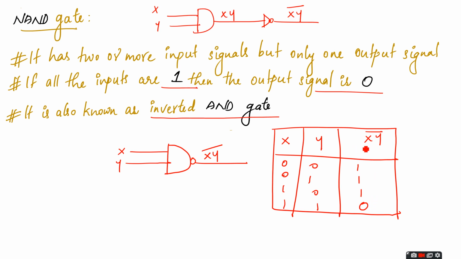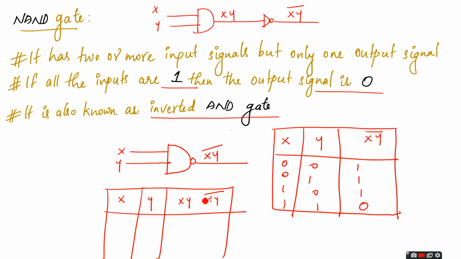If you are having confusion, then first you write X, then Y, then XY. After that you find XY complement. No problem, in this way also you can draw the truth table. So the result will be like this: 0, 0, 0, 1, 1, 0, 1, 1. 0 and 0 is 0, 0 and 1 is 0, 1 and 0 is 0, 1 and 1 is 1. Now the complement: 0 complement is 1, 0 complement is 1, 0 complement is 1, 1 complement is 0. So this is about NAND gate.